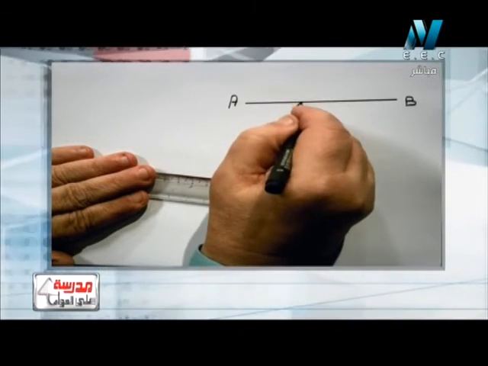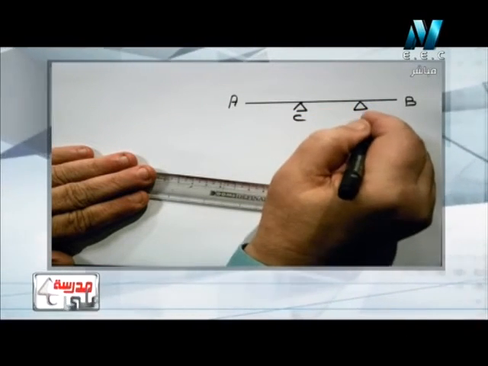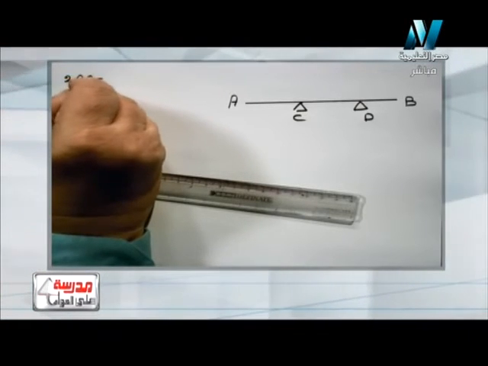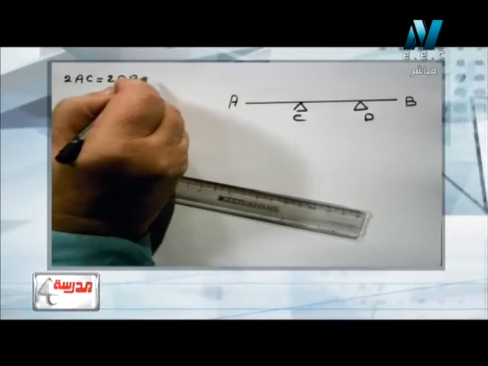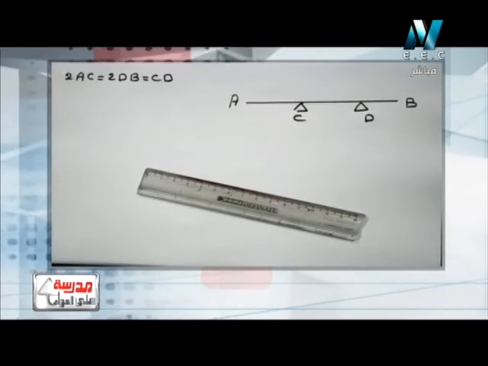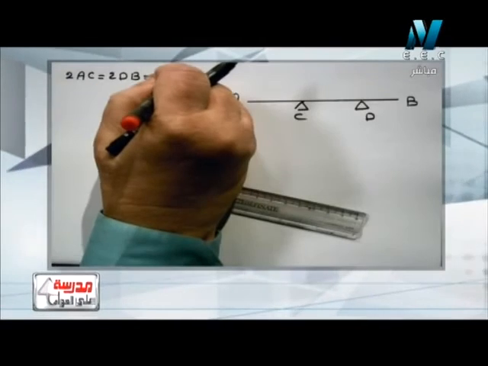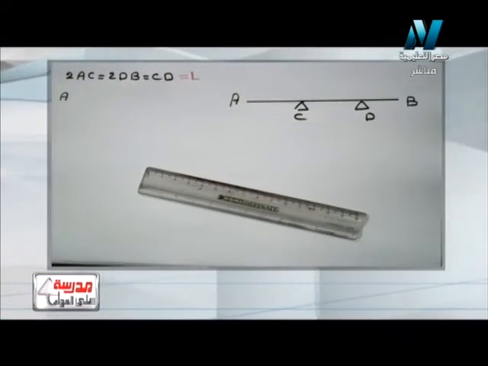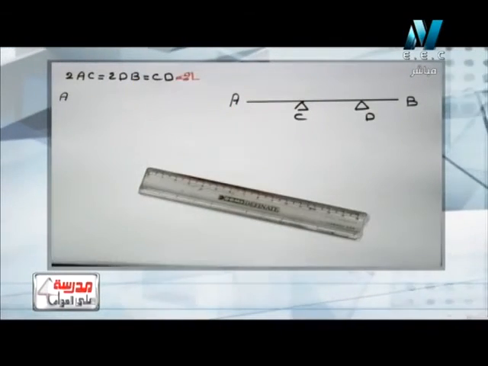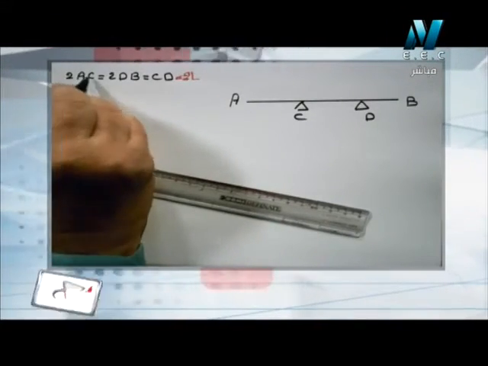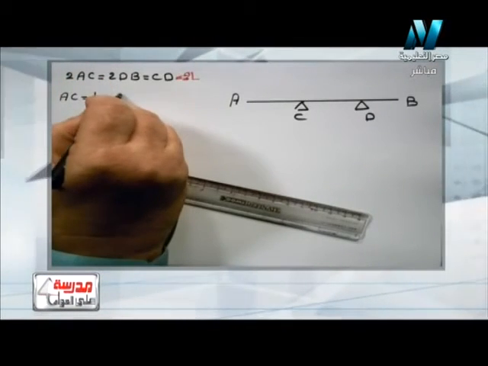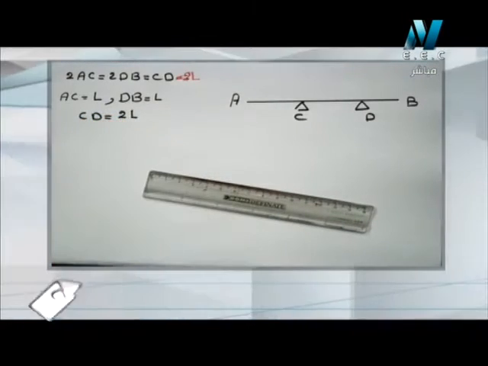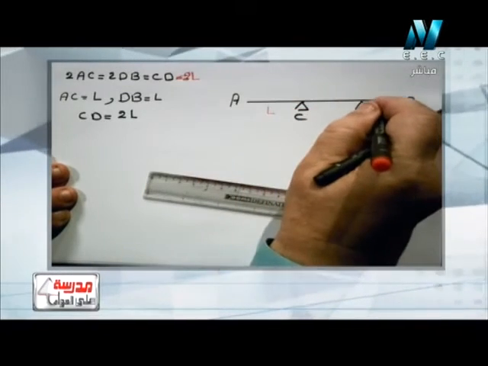Here it says 2AC equals 2DB equals CD. Since here we need to determine the distances, we can name each of them equal L. So AC is... 2AC equals L, so AC is L. Similarly DB is L also, and CD is 2L. So we have distances L, L and 2L.